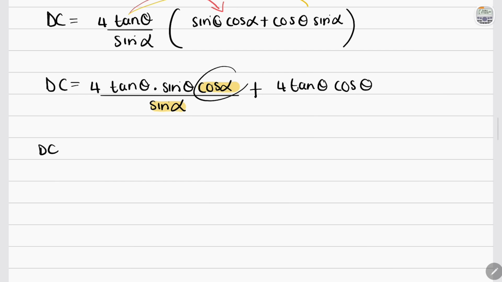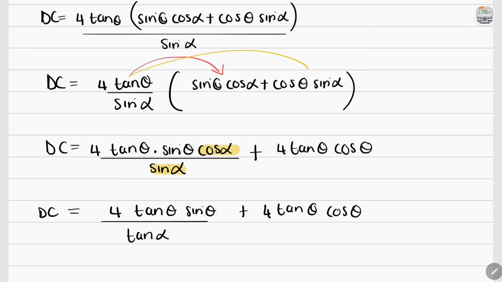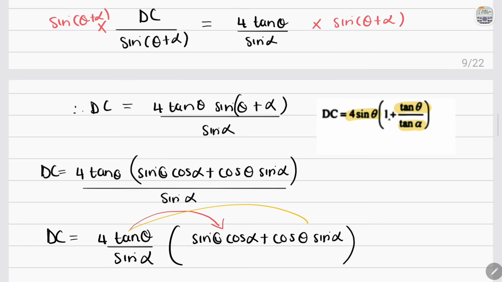So what happens is when we divide the tan alpha, it's just 1 in the numerator, tan alpha in the denominator. So DC is equal to, the denominator now has a tan alpha, and then the numerator still has the 4 tan theta sine theta. That's what we have there. And then here you have 4 tan theta cos theta. I'm trying to keep the tans there just because of what we have here. Okay, at this point, let me just see.